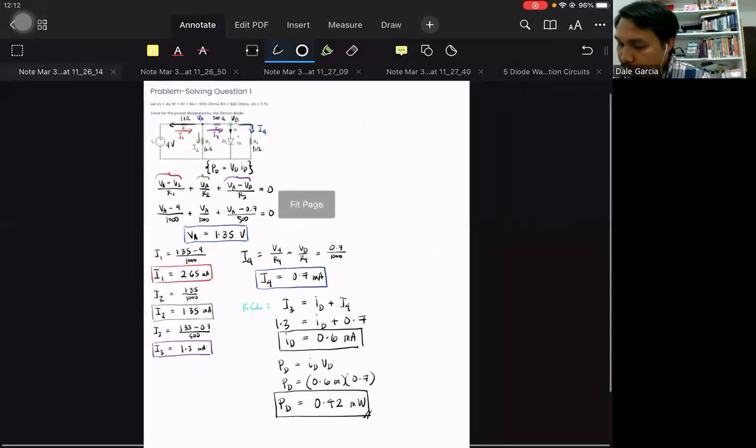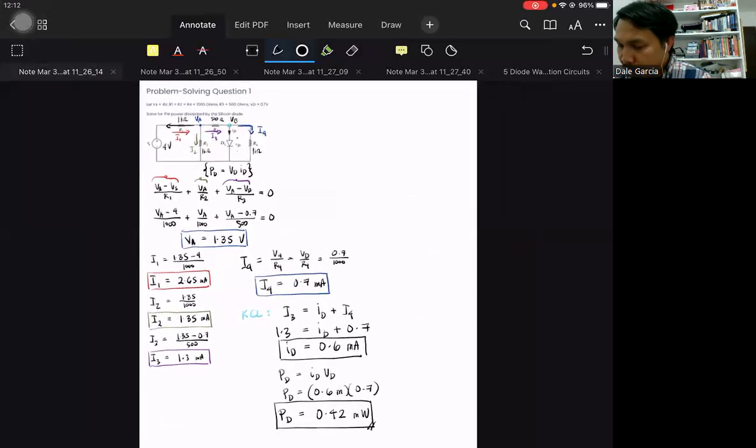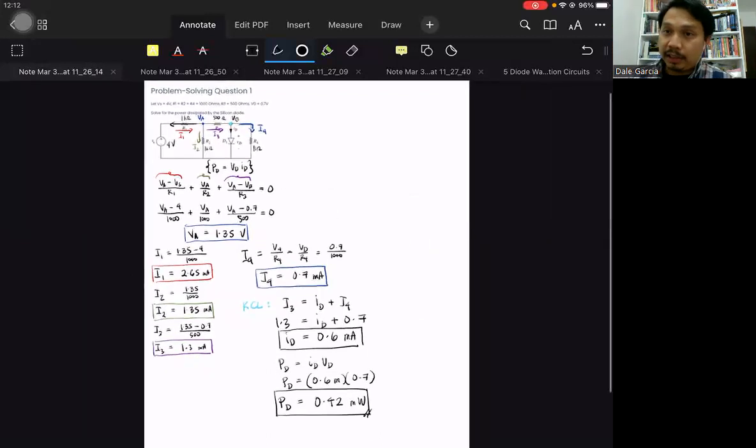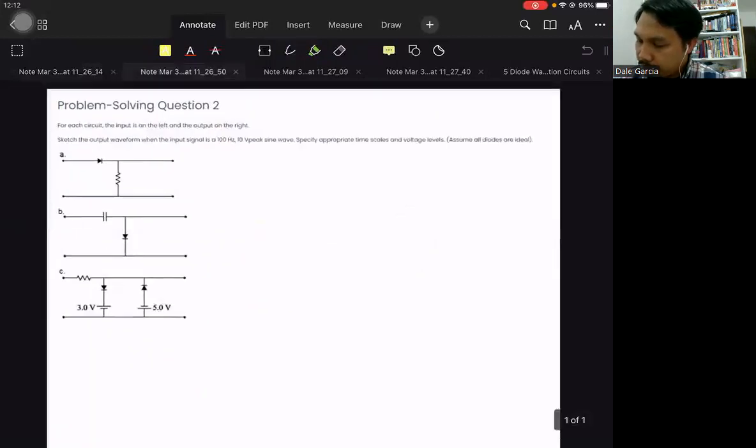So ako lang i-upload for your reference. I might upload the PDF file for the answer key sa itong midterm exam. How about question number 2?